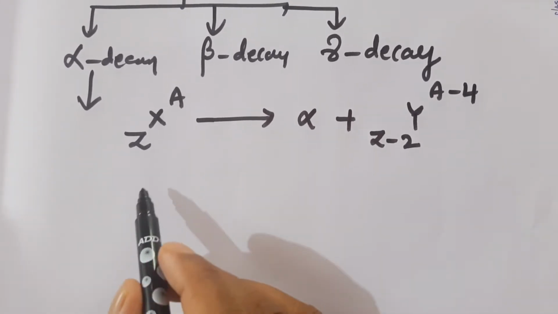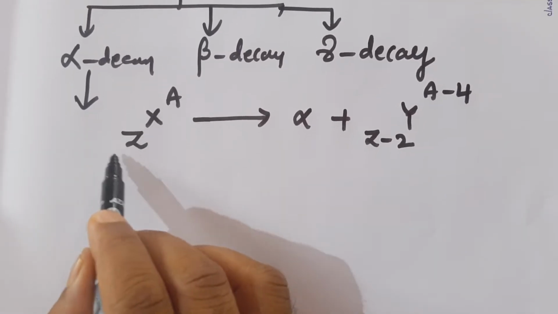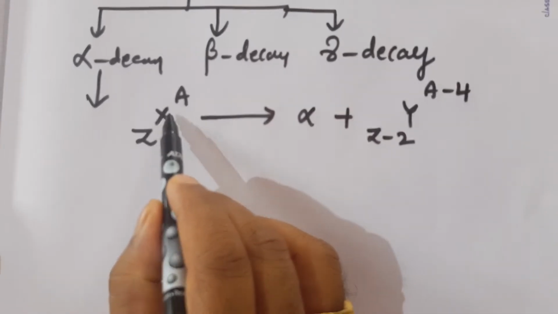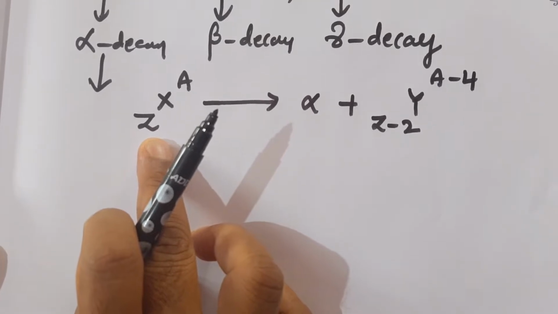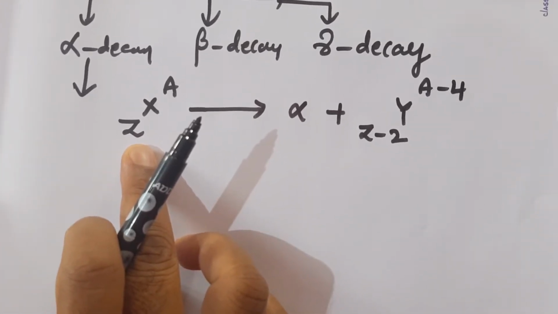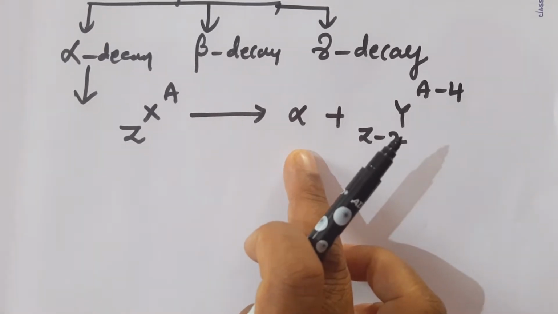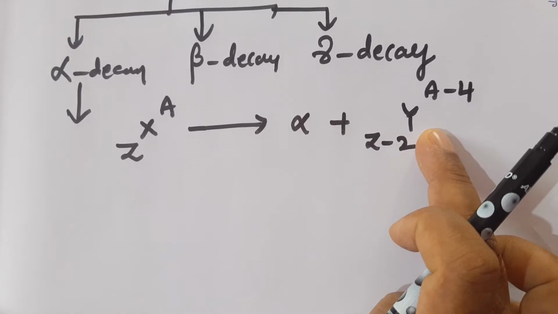Generally, any nuclide is denoted as ZXA. Z is the atomic number, A stands for mass number, X is the symbol of the element. Here this is the radioactive element, called the parent atom or parent nuclide. It emits an alpha particle. Then the daughter nuclide formed is denoted by Y.